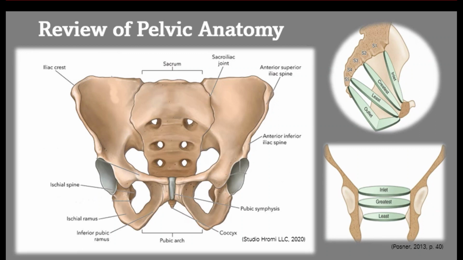It is divided into three parts: the inlet, which is the upper entrance into the true pelvis; the pelvic cavity, which is the main portion of the birth canal, and the narrowest part of the true pelvis is in the pelvic cavity between the ischial spines; and then finally, there is the pelvic outlet. The dimensions of the pelvic inlet, pelvic cavity, and pelvic outlet affect the passage of the fetus in labor.